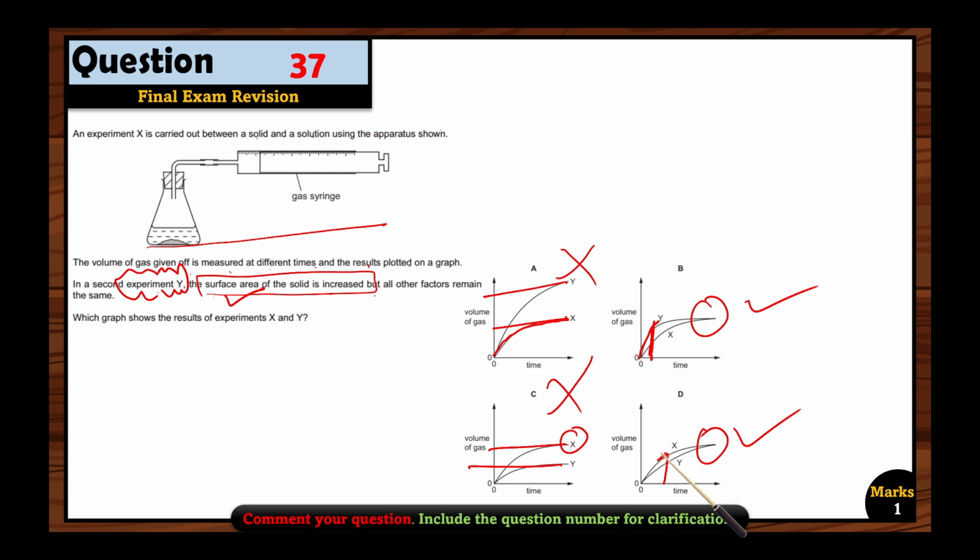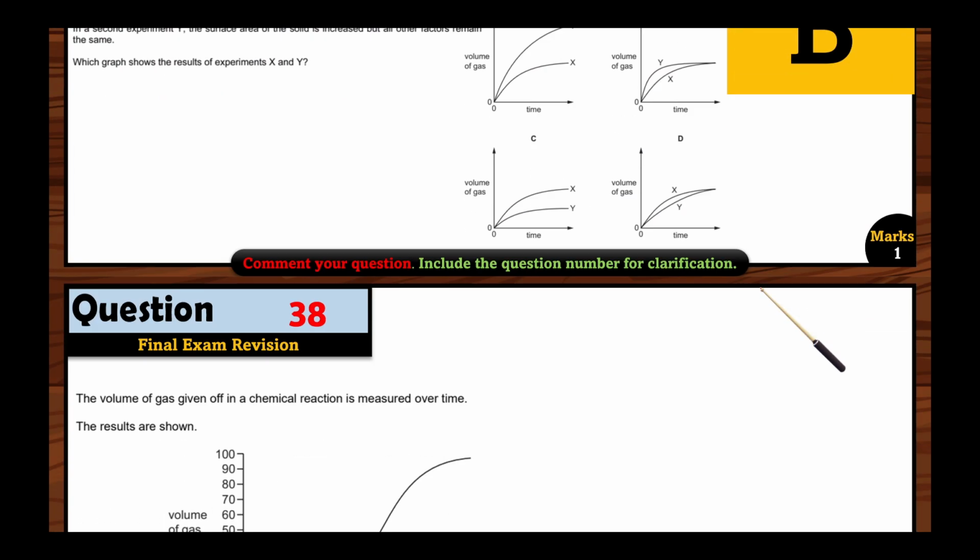If you can see, it's just up till here, right? And the distance is more. Here in a small distance you get more volume. So it means option B is the right option.